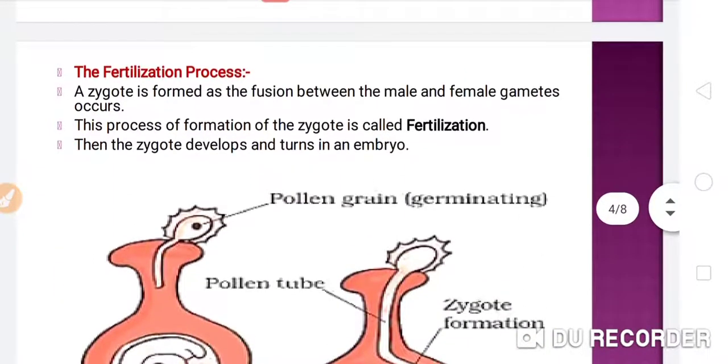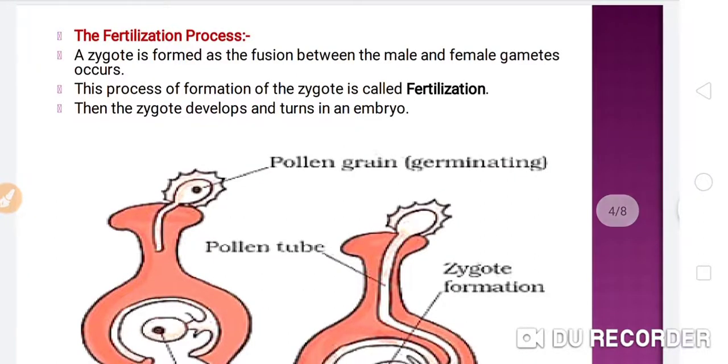Now, the fertilization process. A zygote is formed as the fusion between the male and female gametes occurs. This process of formation of the zygote is called fertilization. It means that after the fusion process, the zygote will form, so this zygote formation is known as fertilization. Then the zygote develops and turns into an embryo.